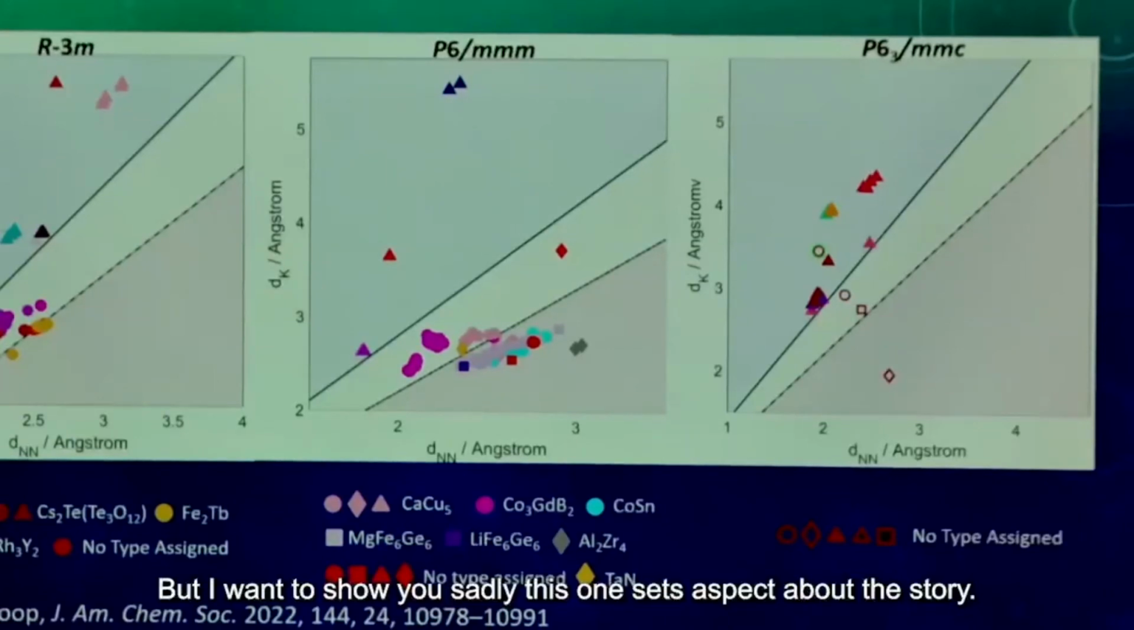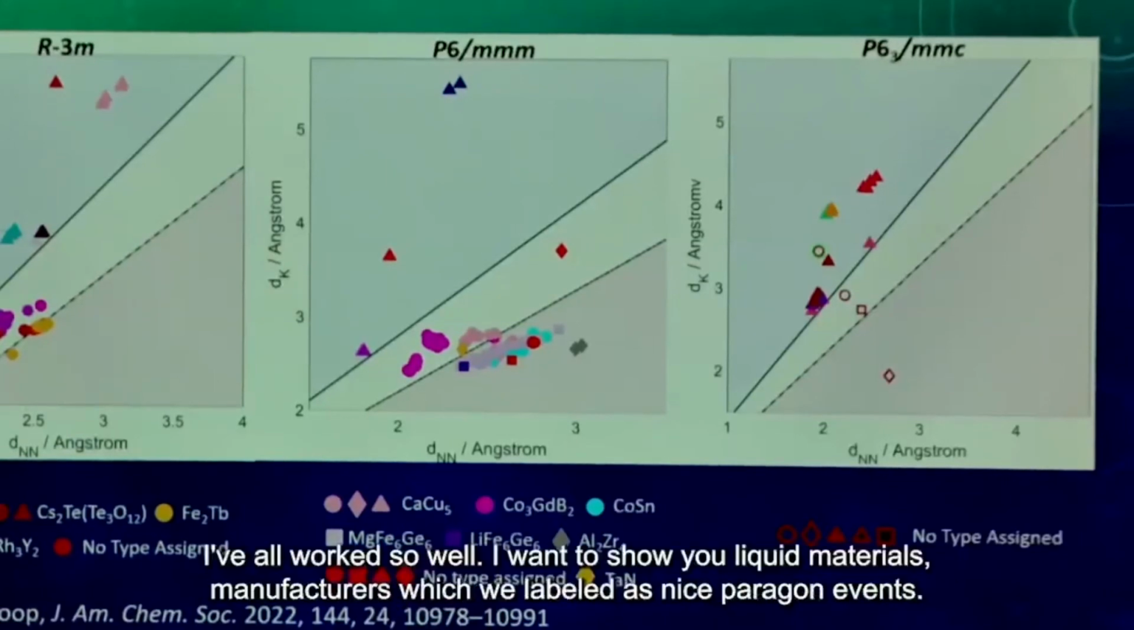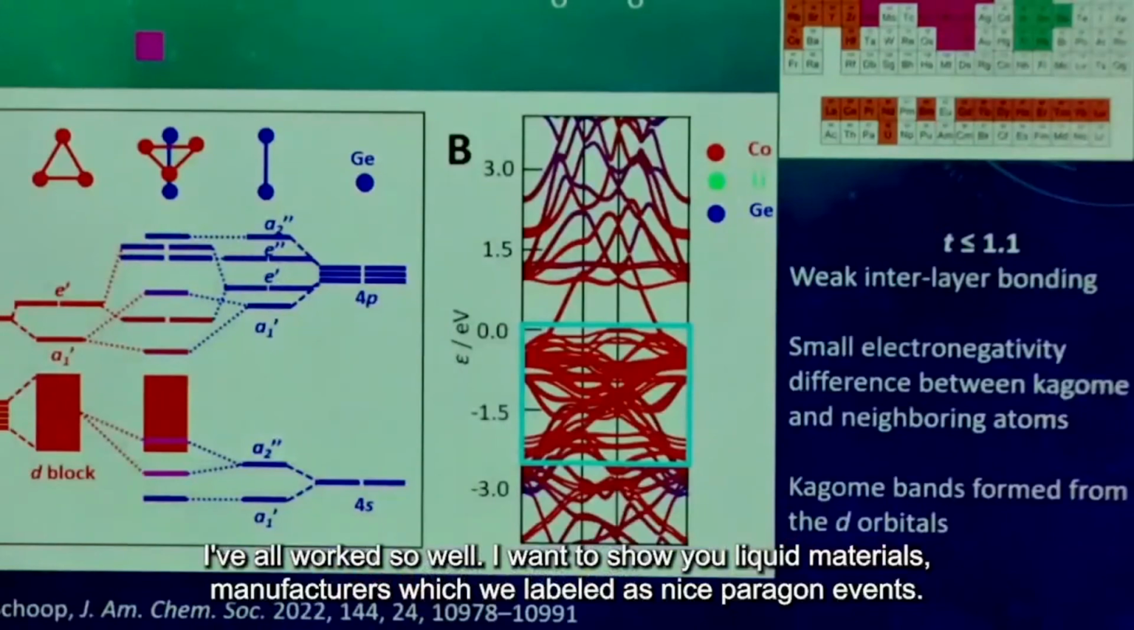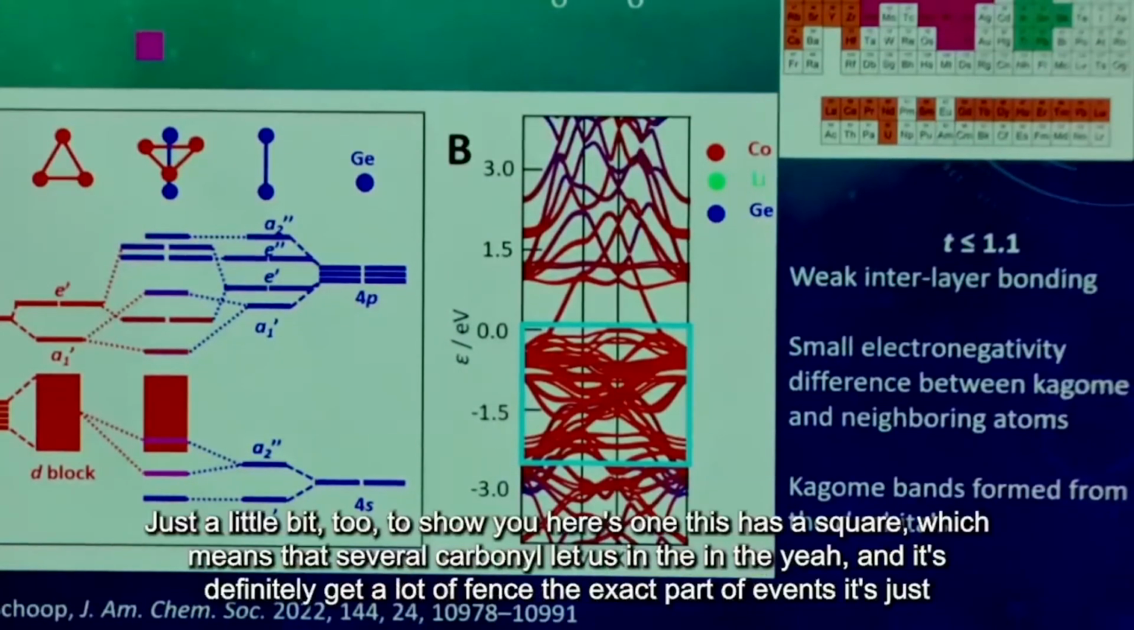But I want to show you, sadly, there's one sad aspect about this story. Although it works so well, I want to show you the band structures of these materials, which we labeled as nice Kagome bands, just a little bit. So here's one. This has a square, which means there are several Kagome layers in the unit cell, and therefore you get a lot of bands.